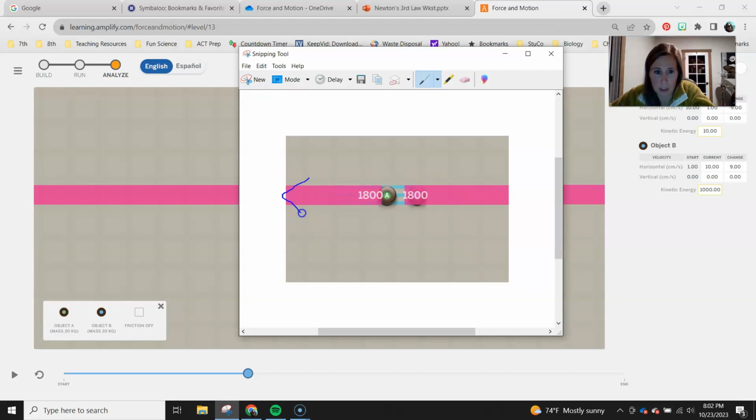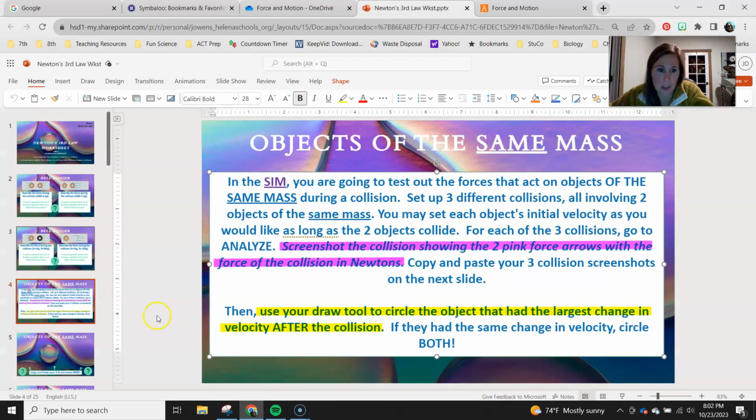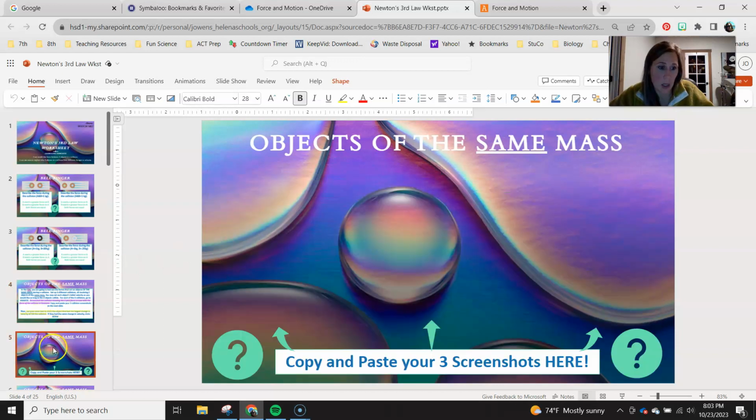I can assume that the arrows are over here and over here. So I'm going to go ahead and copy that into my next slide. So that's going to be one of my examples. Okay, you are going to do 3 total examples as well.